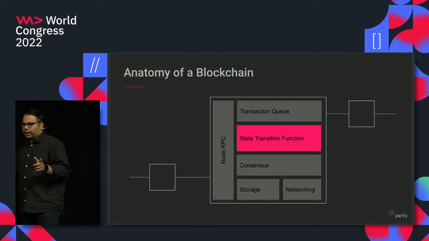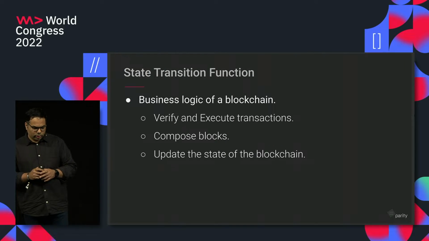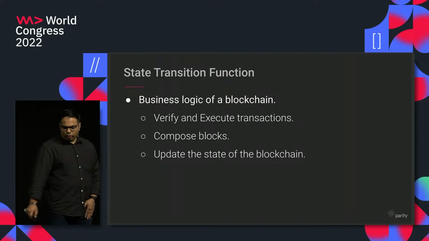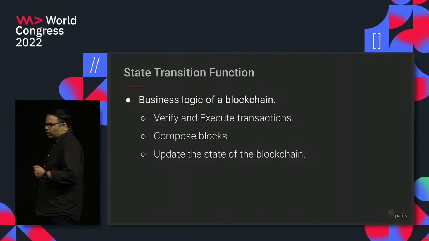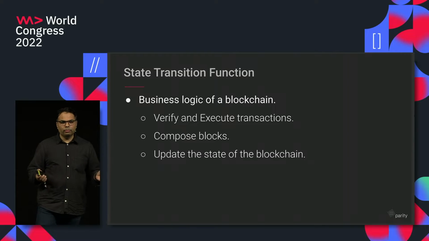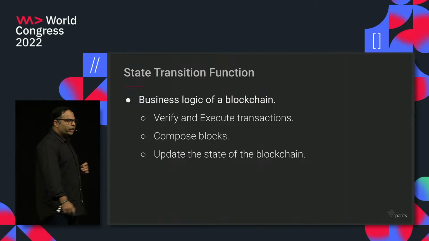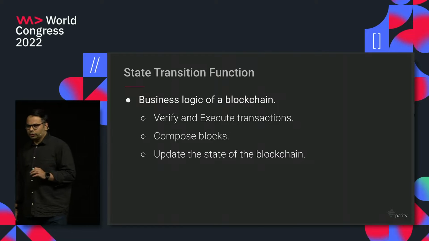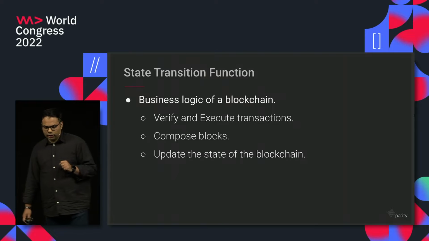Now, let's take an example and see what this even means. When I say state transition function and the business logic of a blockchain, what it means is it verifies and executes the transactions sent by the user. Once enough of those transactions are available, they are processed and collected into a block. And finally, based on the consensus on these blocks, the state of the blockchain is updated. All three of these things happen as part of the business logic of your blockchain, which is the state transition function.